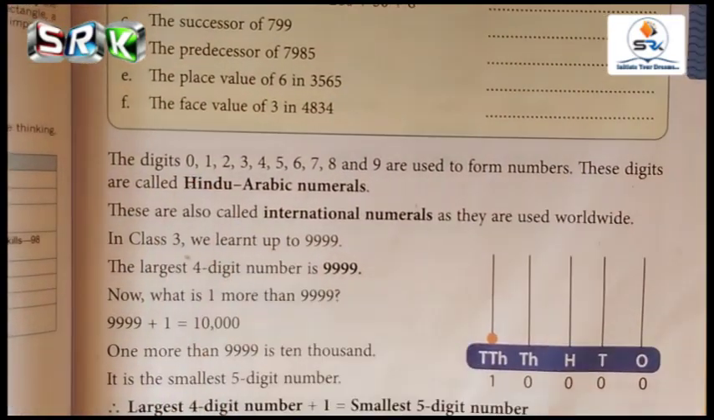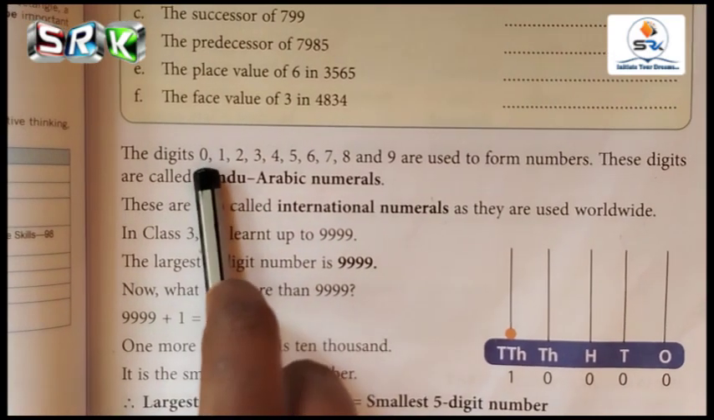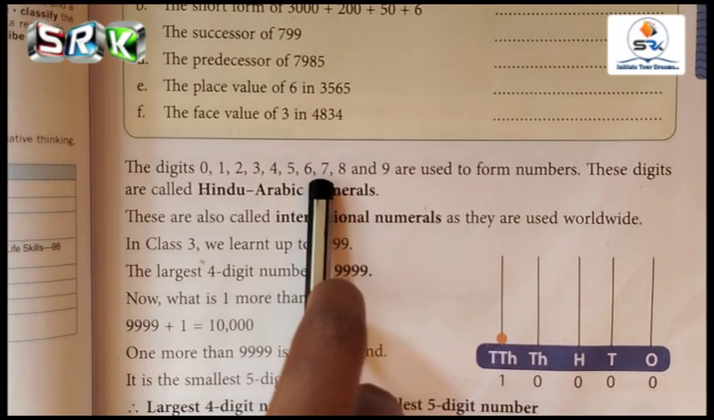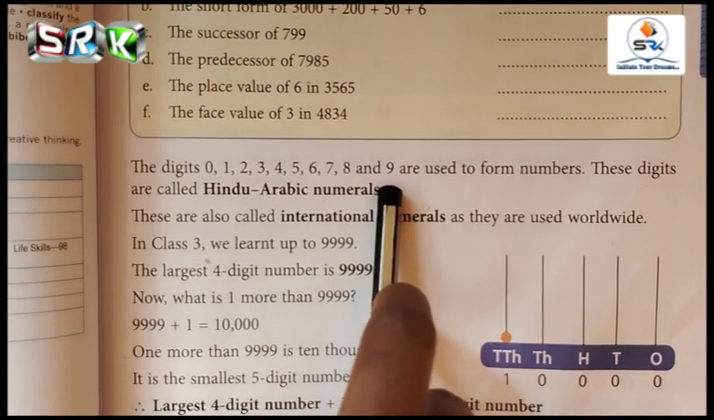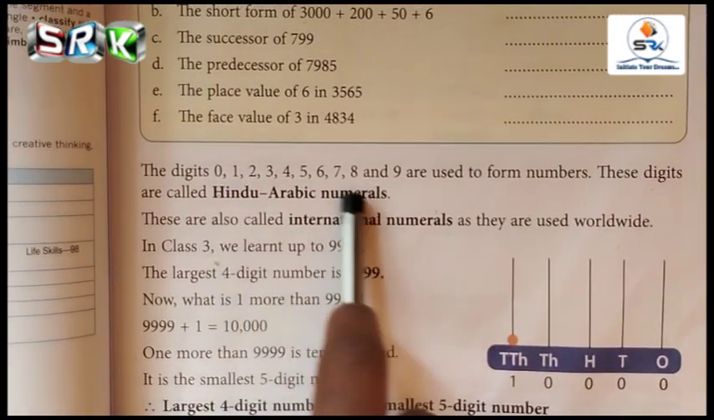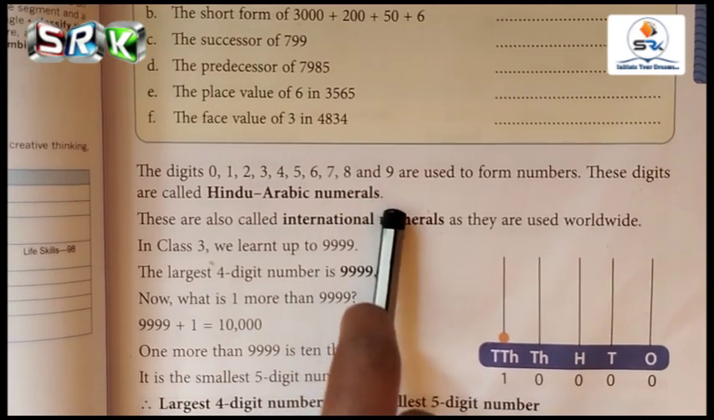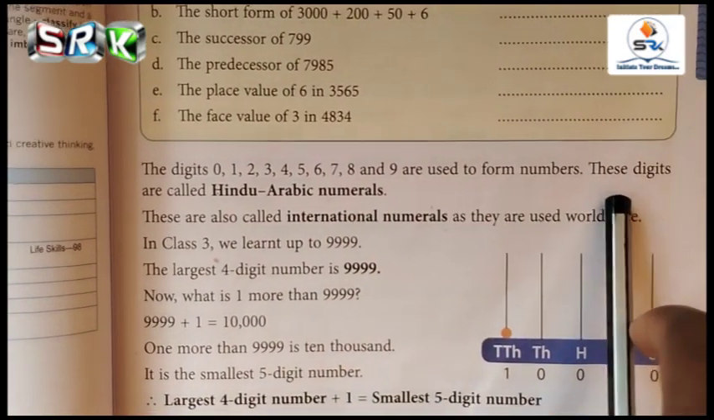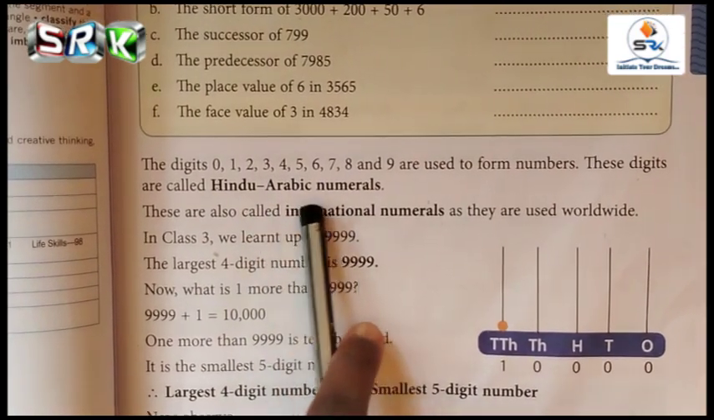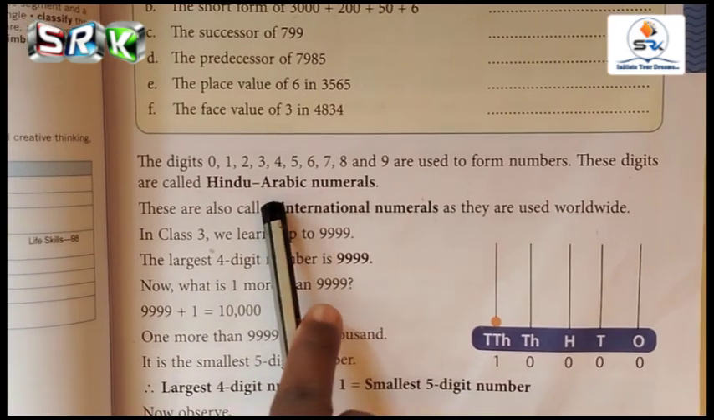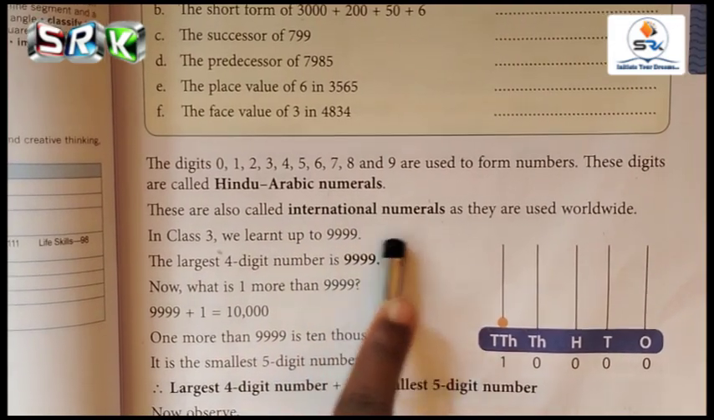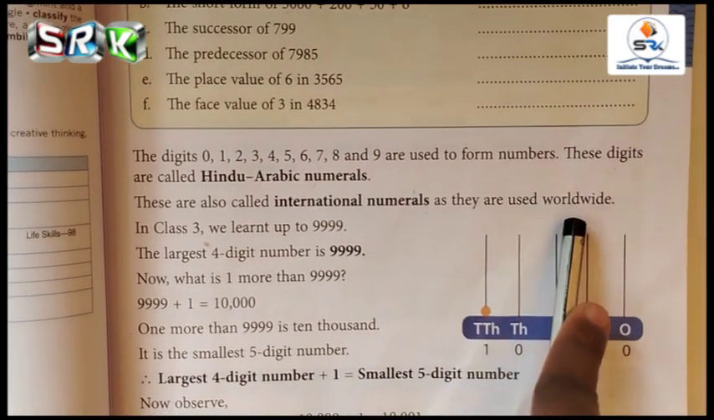Listen carefully. The digits 0, 1, 2, 3, 4, 5, 6, 7, 8 and 9 are used to form more numbers. So these are the numbers 0 to 9. We are going to make more numbers from these 0 to 9 digits. These digits are called Hindu-Arabic numerals. Okay, this is also called international numerals, as they are used worldwide.